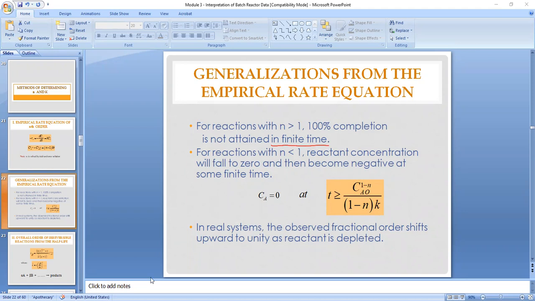So, that's the reason why you need to check first whether the time that you have is less than this value. So, determine this first. That way, you will have a basis to compare the time in which the problem is asking for the concentration of A. That is if you are using the empirical rate equation. And that is for this condition, that n is less than 1. For this one, it's n greater than 1.